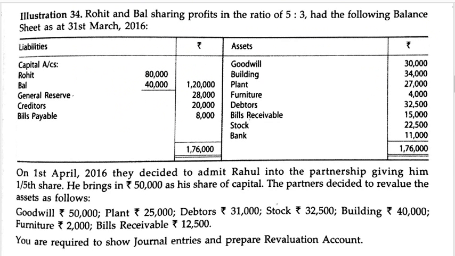Now, don't forget about the goodwill. First of all, the goodwill is appearing in the books at 30,000. This we will write off among old partners in old ratio. What will be the journal entry? What is going to be the journal entry?